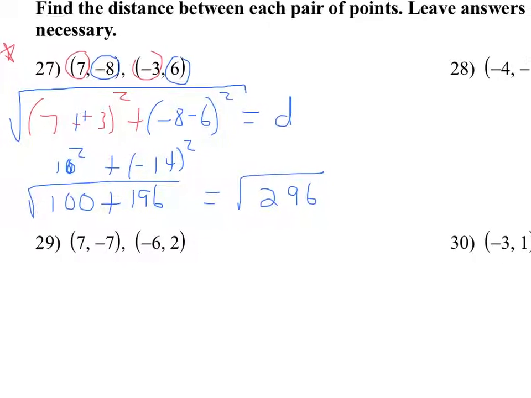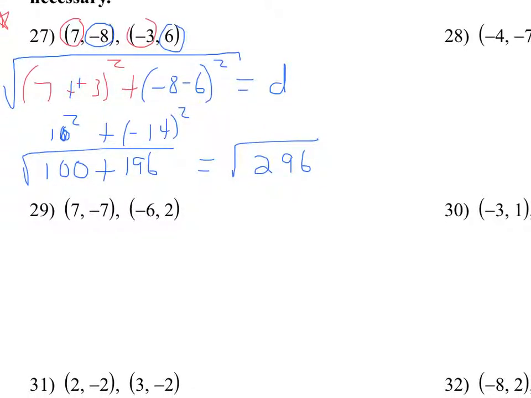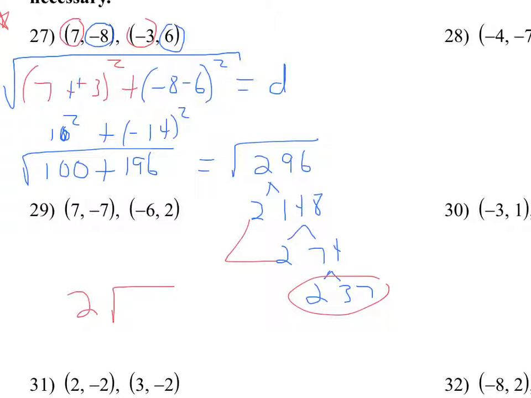Now here they want the answer simplified, not just taking the root and getting a decimal. Well, I know that 2 goes into all of it 148 times. I know 148 is divisible by 2 74 times, and 74 is divisible by 2 37 times, and that's prime. So I can take out a pair, which gives me 2. And on the inside, I still have 2 times 37, which is 74. So this would be considered a finished simplified answer.